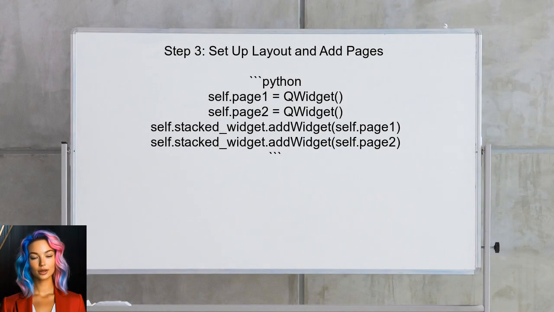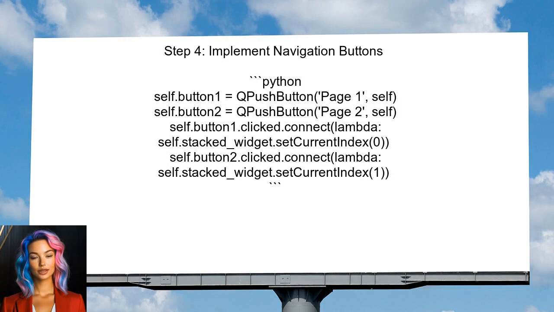After defining the class, the user should set up the layout and add the QStackedWidget to it. They can also create separate widgets for each page and add them to the stacked widget. Now, the user should implement the buttons that will allow cycling through the pages of the QStackedWidget. This involves connecting the buttons to functions that change the current index of the stacked widget.